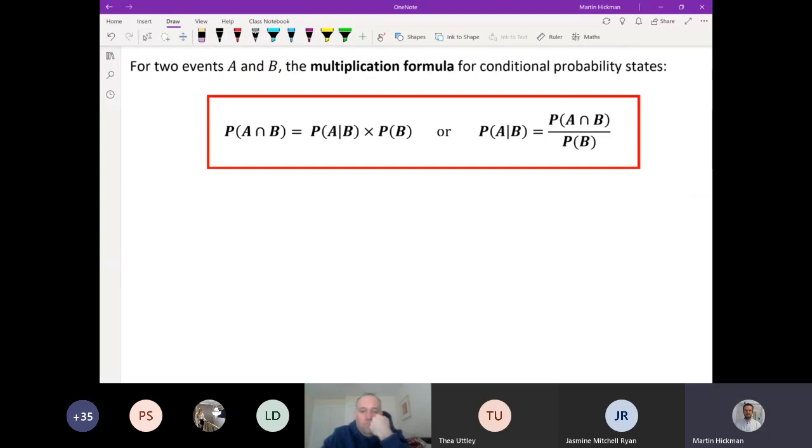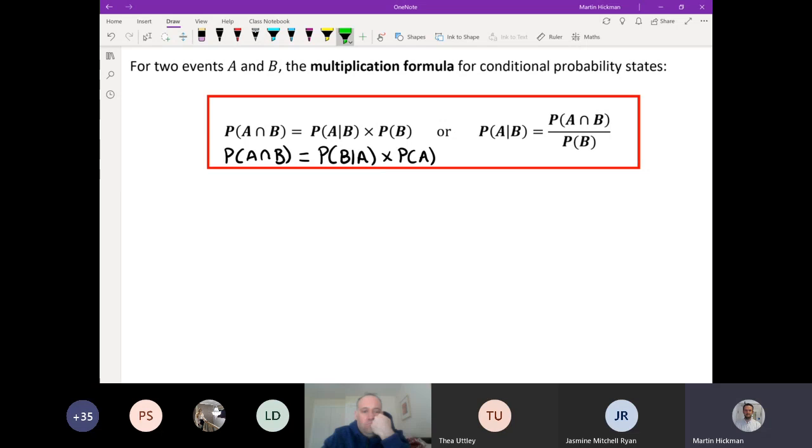So for two events, A and B, the multiplication formula for conditional probability states that the probability of A and B equals the probability of A given B multiplied by the probability of B. So this is one way of writing it. In the formula book, they actually give it as this instead, which is also valid. When you're doing this, think of it as whatever letter you have here should be the same letter you have here.